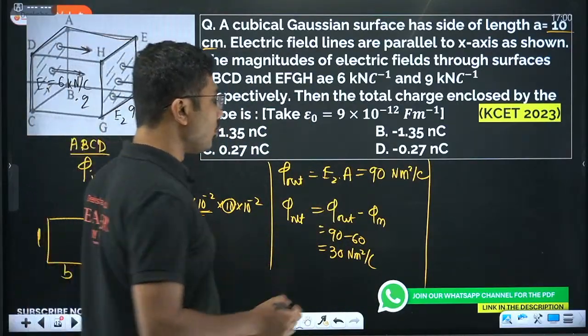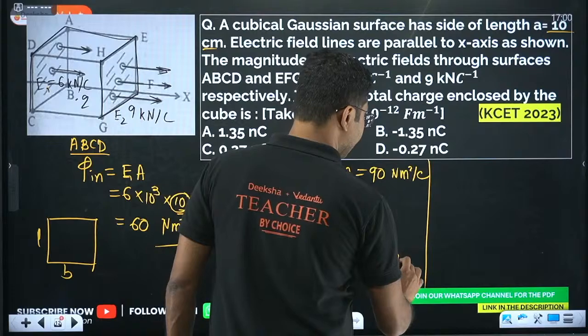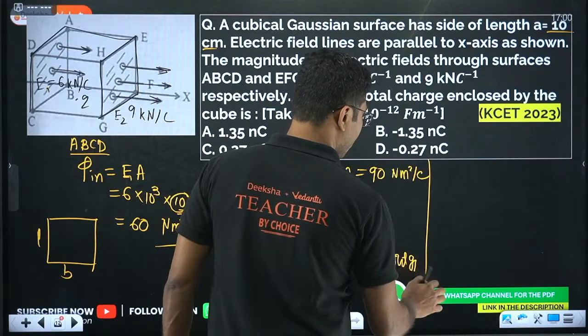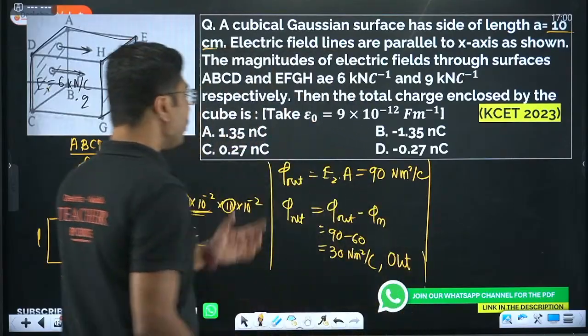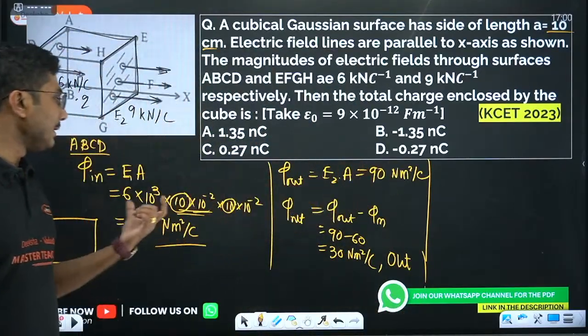Okay, so net electric flux is what? It is outgoing. Net electric flux is outgoing, right? Why outgoing? Because outgoing flux is more than incoming flux.